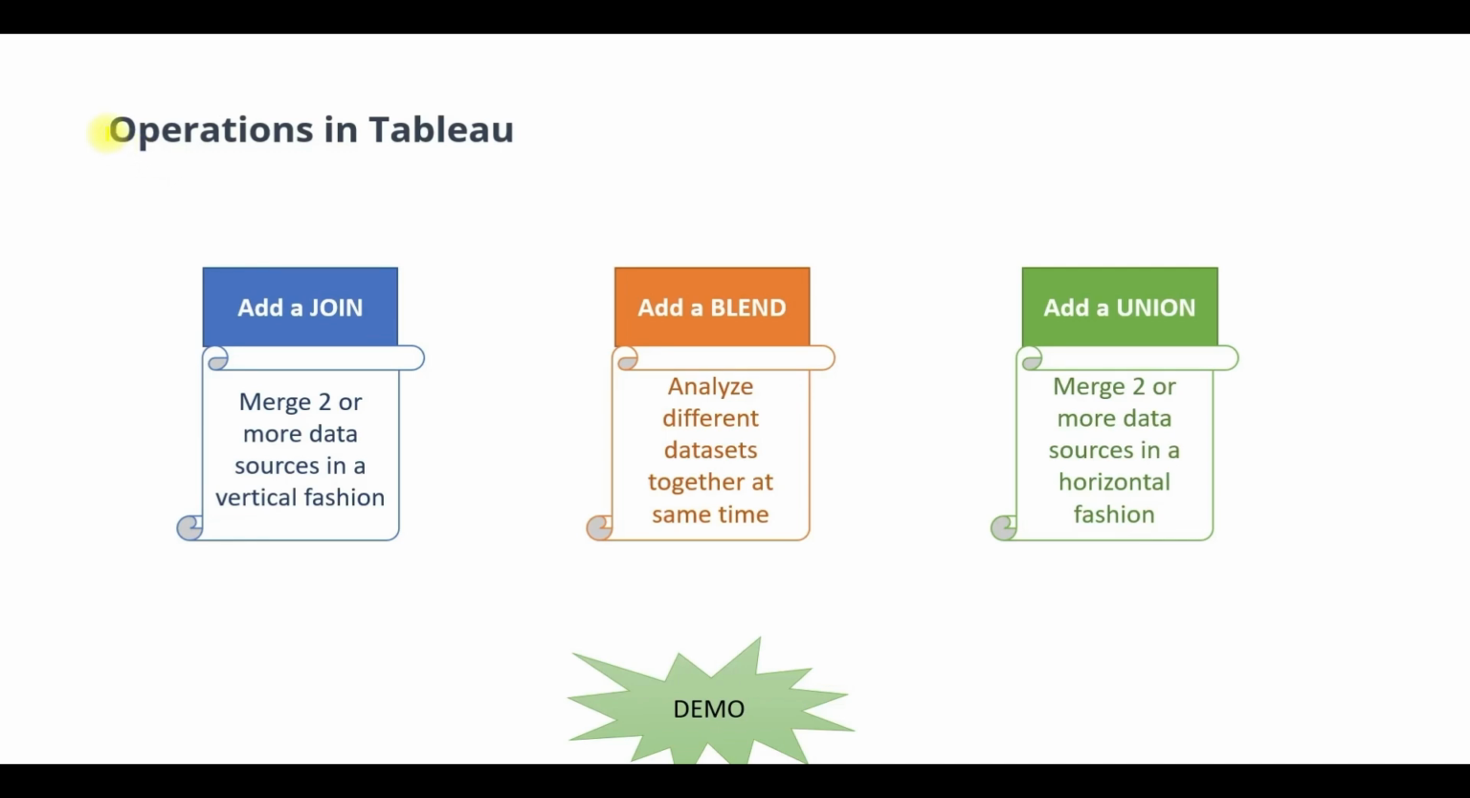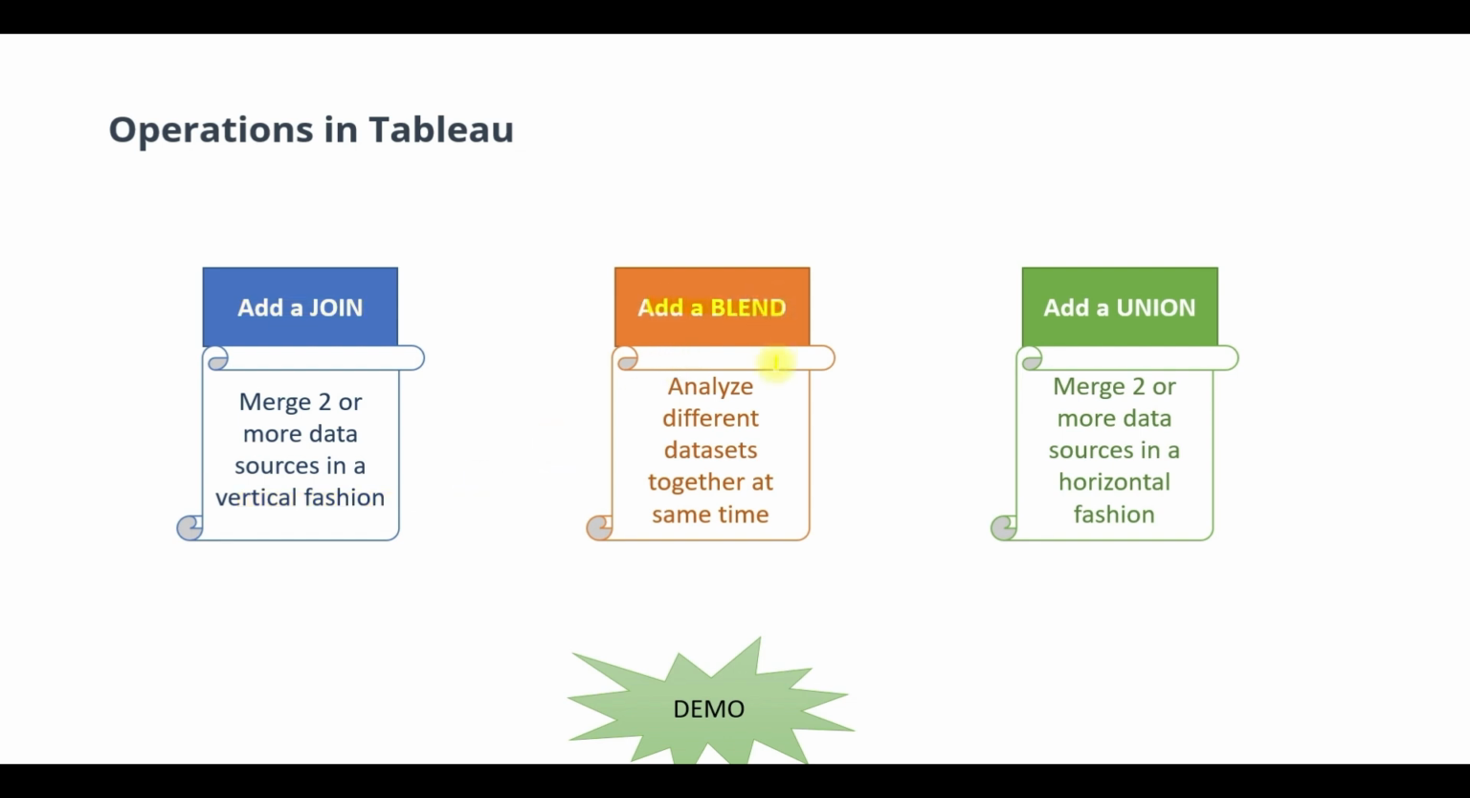Now let's learn a few of the operations that can be performed in Tableau. The very first is add a join. Like we previously learned, join is the combination or merging of more than one data source together in a vertical fashion.